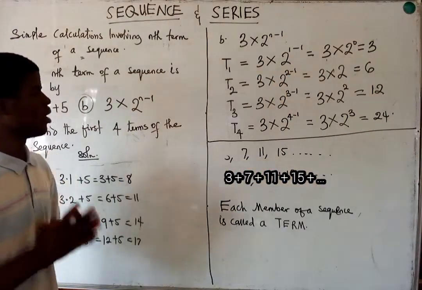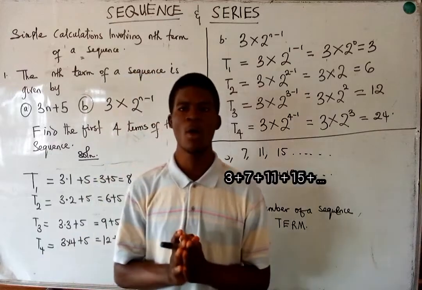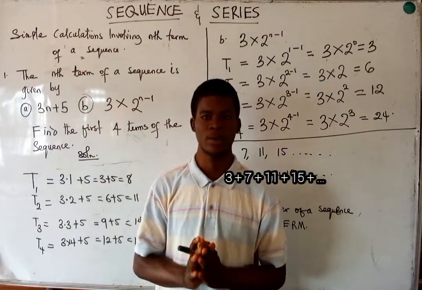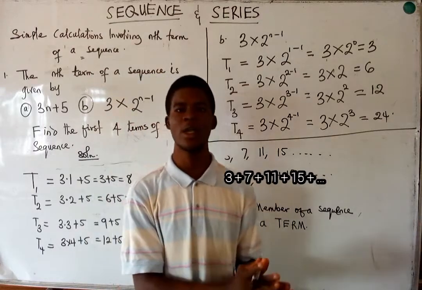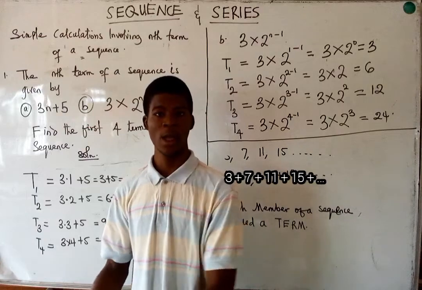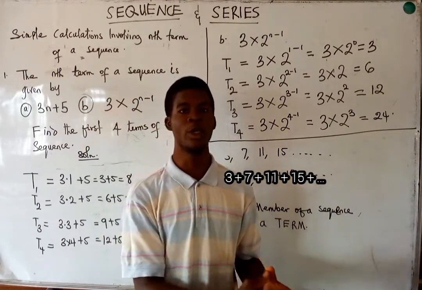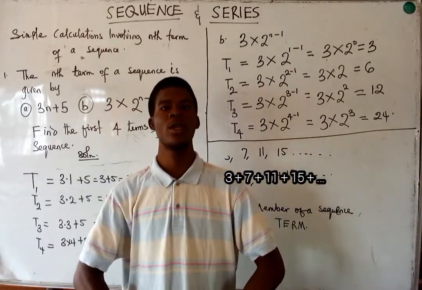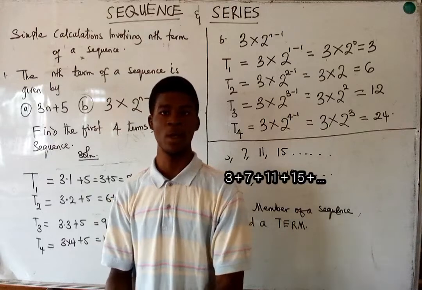Having known this, we have different types of sequence. But I'm going to teach you two types of sequence. The linear sequence and the exponential sequence. The linear sequence, also known as the arithmetic progression, and the exponential sequence, also known as the geometric progression. I'm going to see you in the next video that talks on the linear sequence, or the AP.